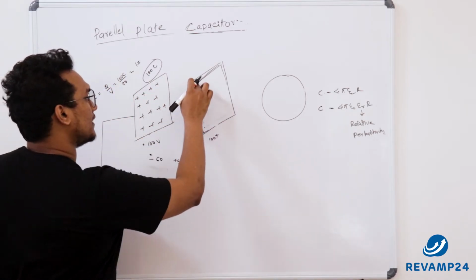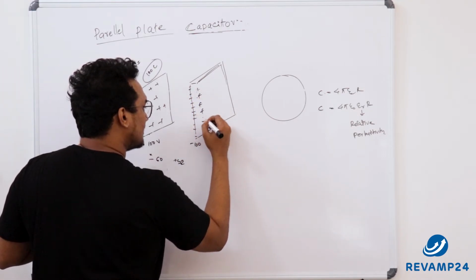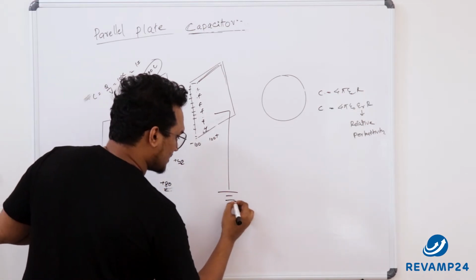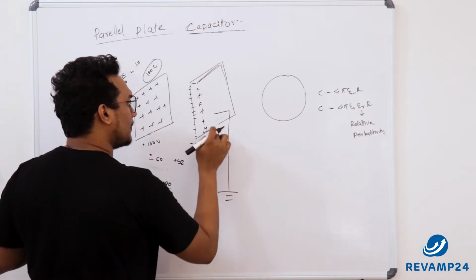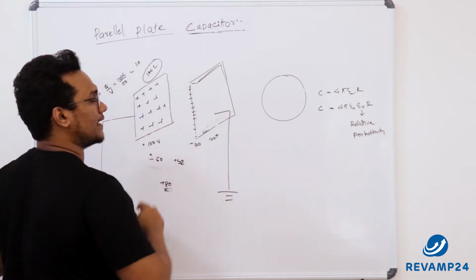Now I have to eliminate this positive. How can I eliminate? I can simply connect this side of the sheet to earth. What will happen? This is called earthing. Electrons will come and diffuse with these positive charges, thereby neutralizing this side.